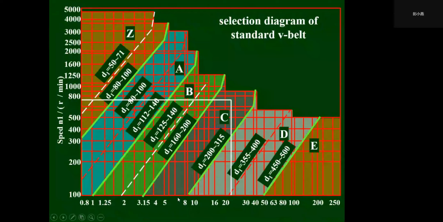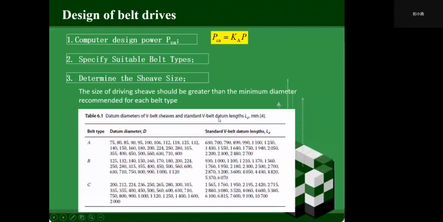the calculated power PCA is 8.25, and the speed is 1,400. From this diagram, we can choose B type, but in the example, it chooses A type. It chooses A type diagram. So this diameter is just a suggestion.